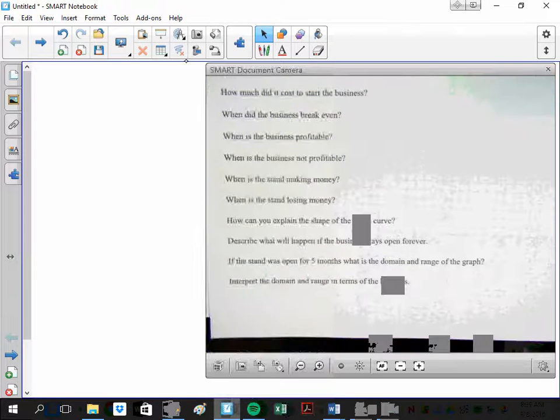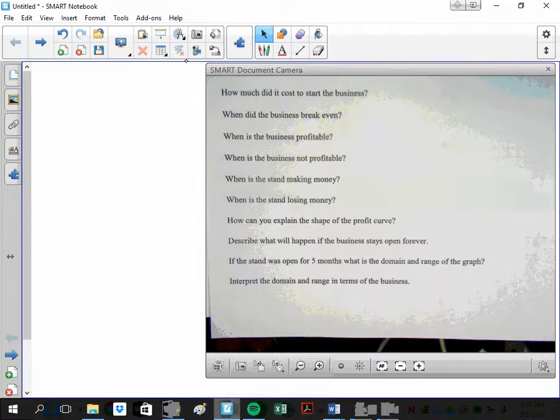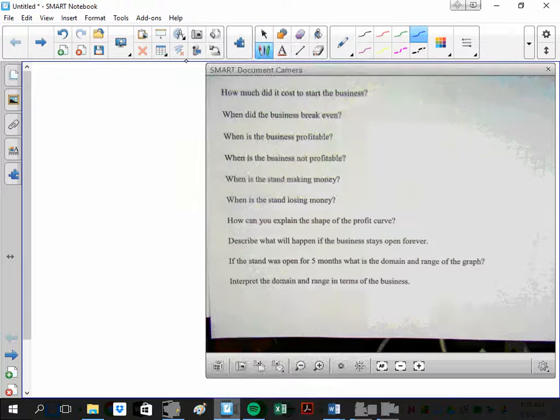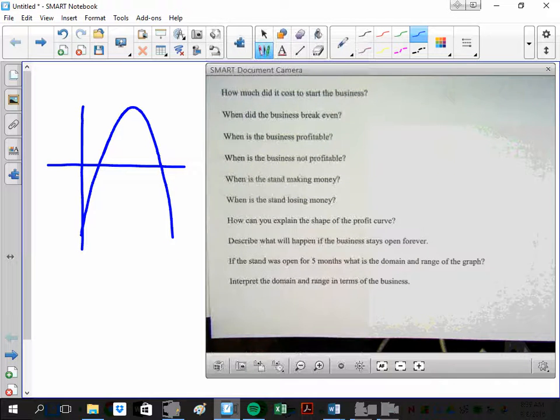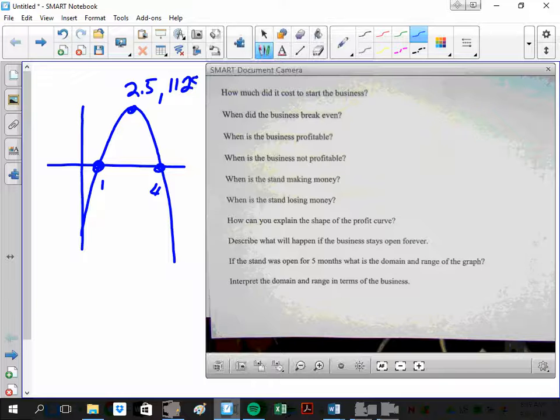If we go down, how much did it cost to start the business? Oh, we need to draw the graph. So that was 1 and 4, and we know this is 2.5 comma 1125. So how much did it cost to start the business? $2,000. That is one expensive lemonade stand.